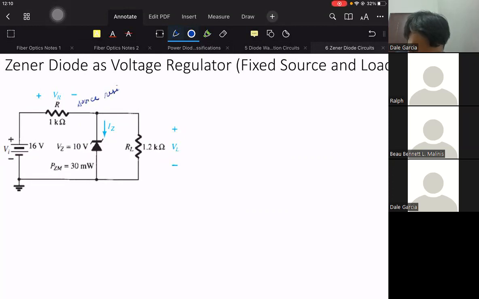Source resistor. And this is our load resistor. Okay, so source resistor and load resistor.